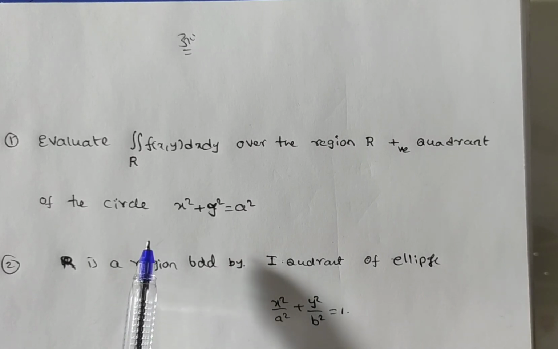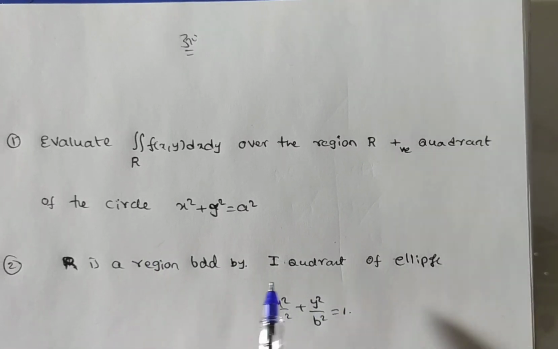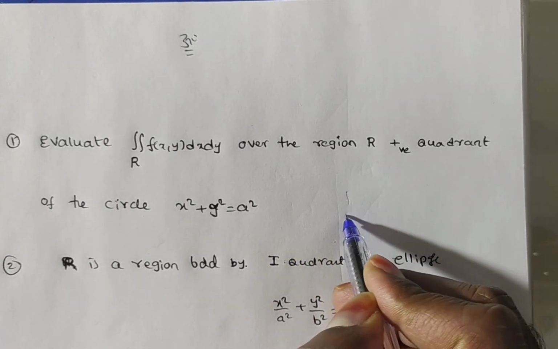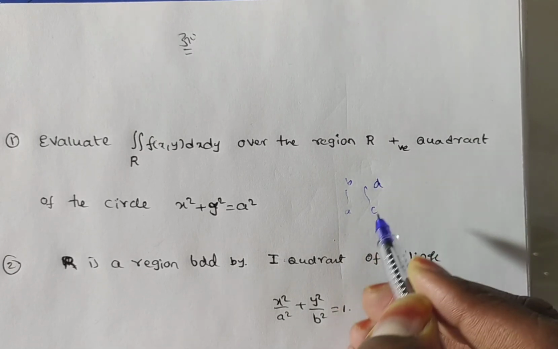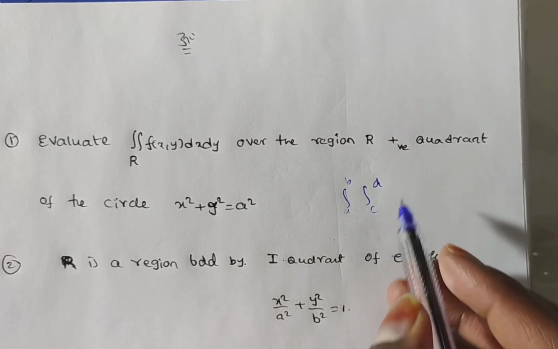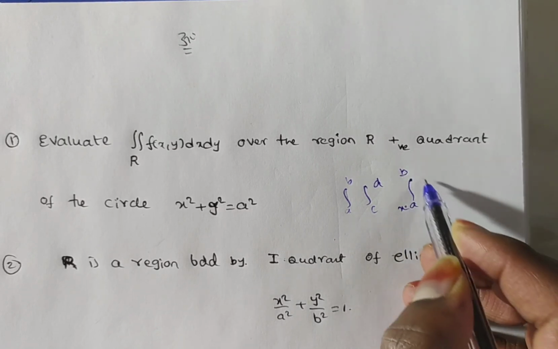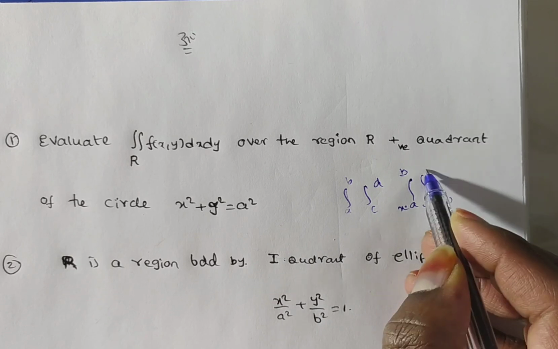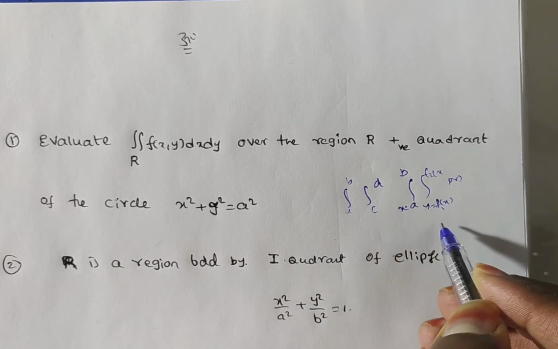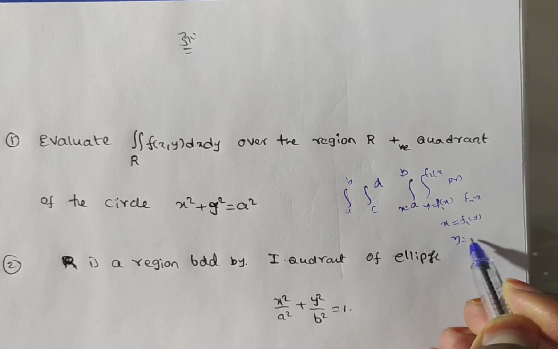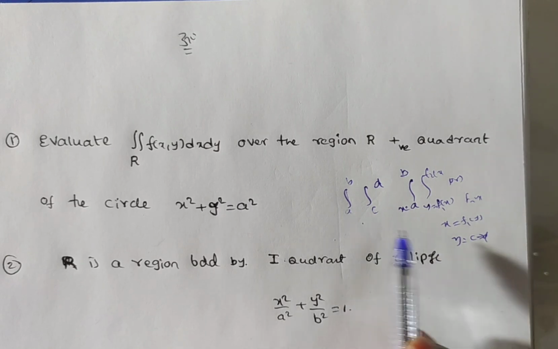So here remember, in the previous videos we discussed type 1. Whenever the limits are finite, I have divided the problems into type 1, type 2, type 3. Type 1 is when the limits are like a to b and c to d, meaning the limits of x and y are both constant. And type 2 we have x from a to b, y is a function from f1 of x to f2 of x, or maybe x is a function from f1 of y to f2 of y, where y is from c to d. So this is type 1 and this is type 2.